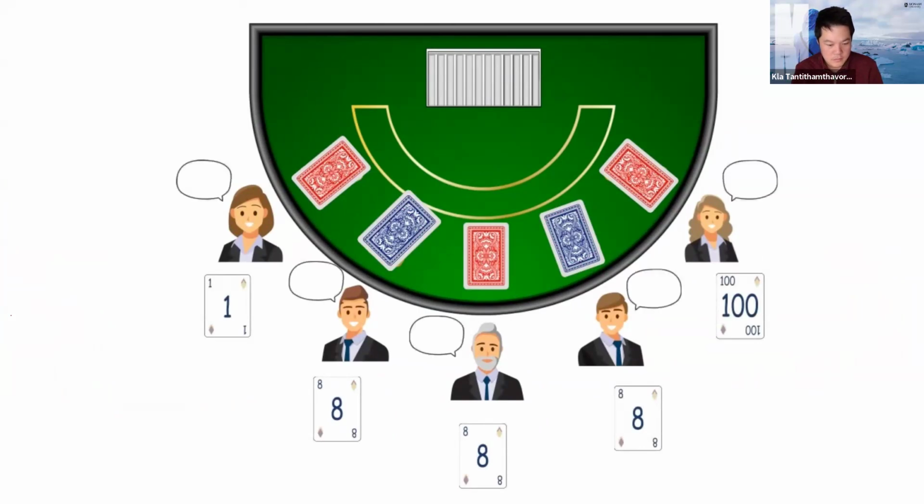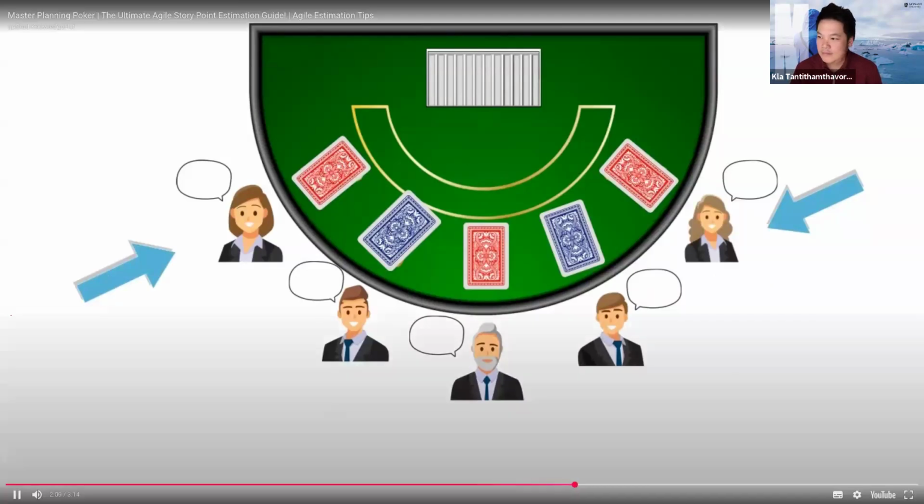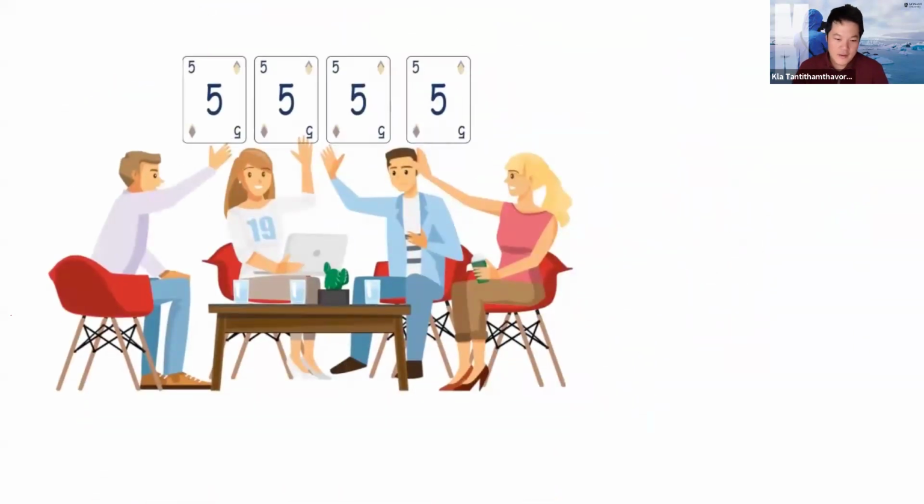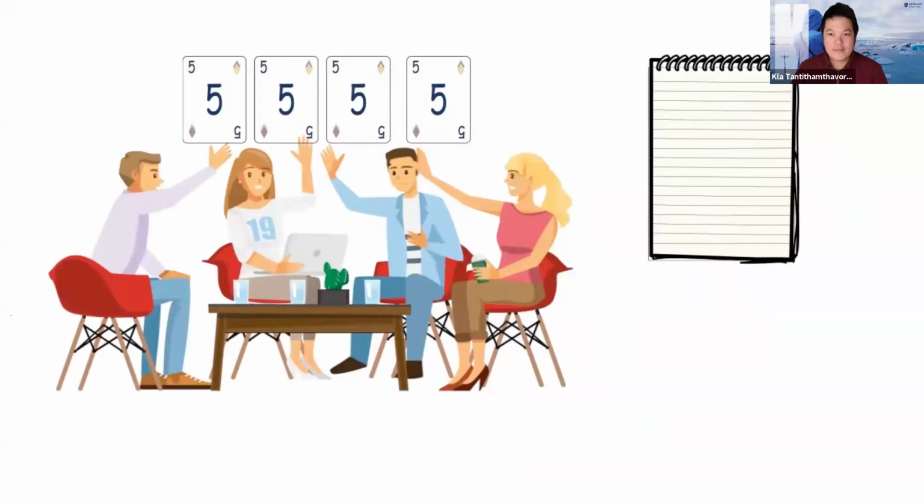If not, all estimators discuss their estimates further. The estimators who selected the highest and lowest values should especially share their reasons. After further discussion, each estimator reselects an estimate card, and all cards are again revealed at the same time. This process continues until consensus of all the estimators is achieved. When everyone is holding up the same number, we are done. That number is written as the estimate and we move on. But if the numbers are different, we discuss and estimate again.